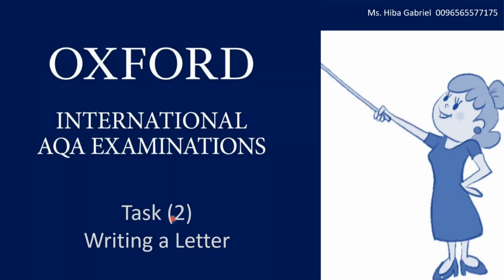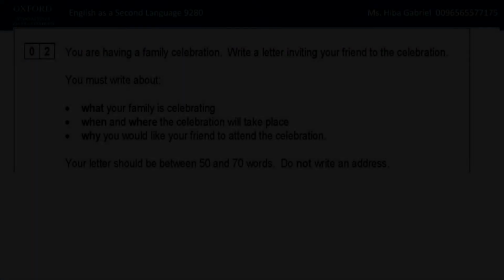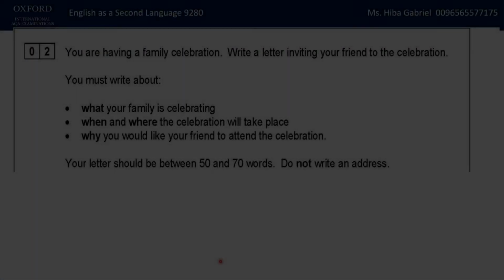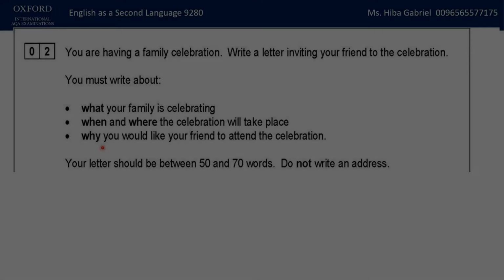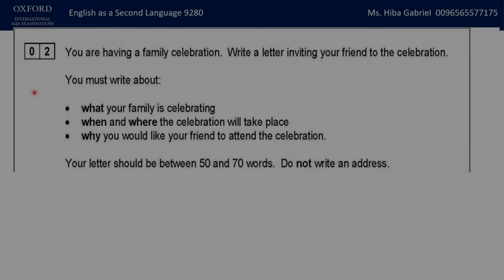Today we will be discussing how to effectively write a letter. This task is part of the ESL Oxford AQA exam, paper 1. Let's start by looking at an example of this task.